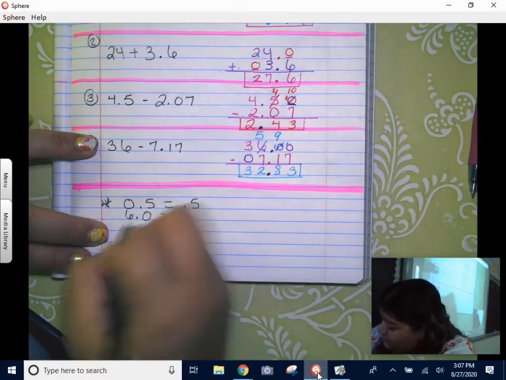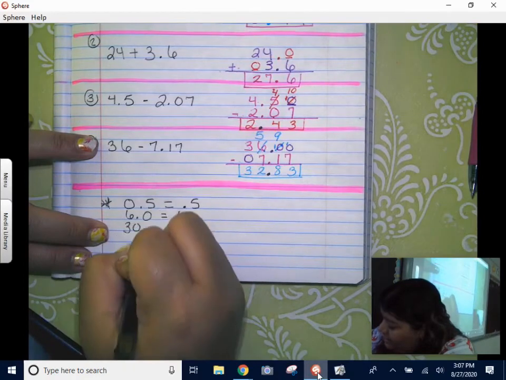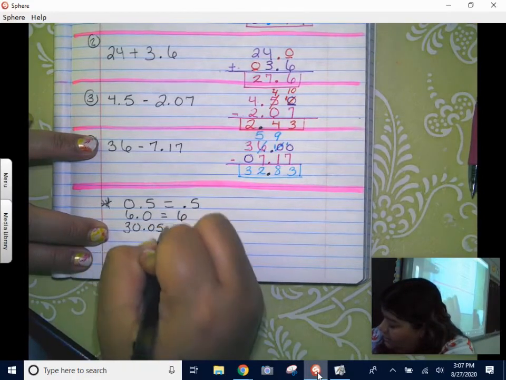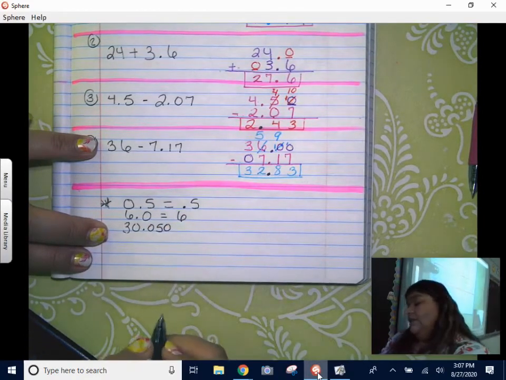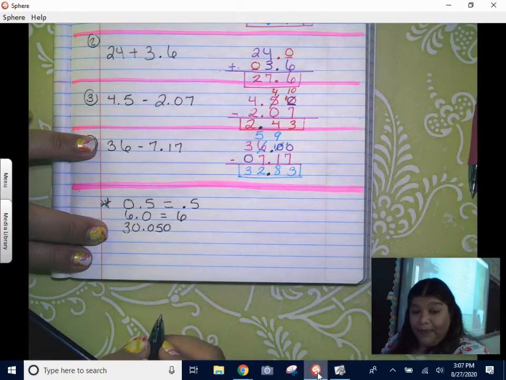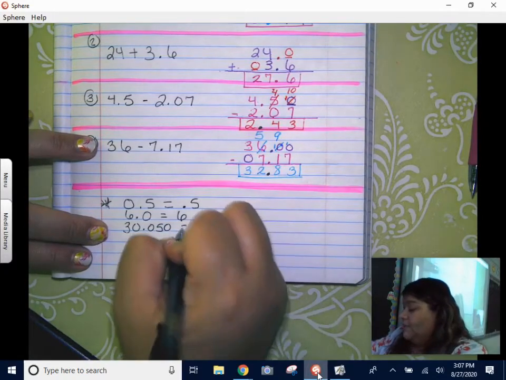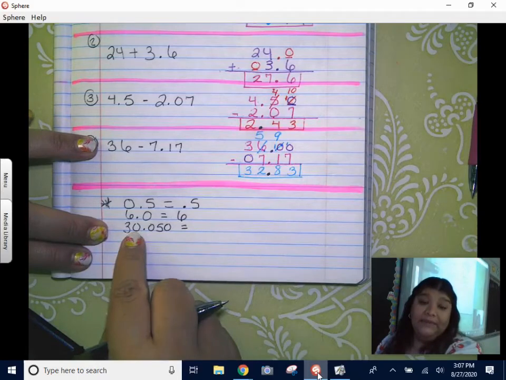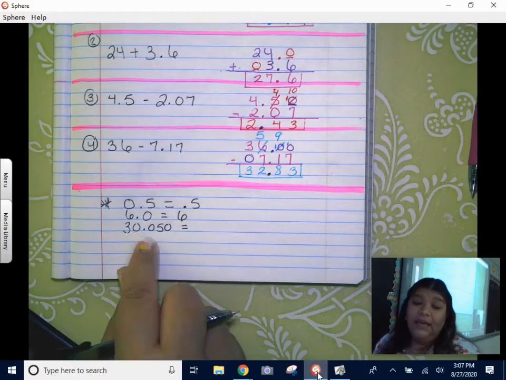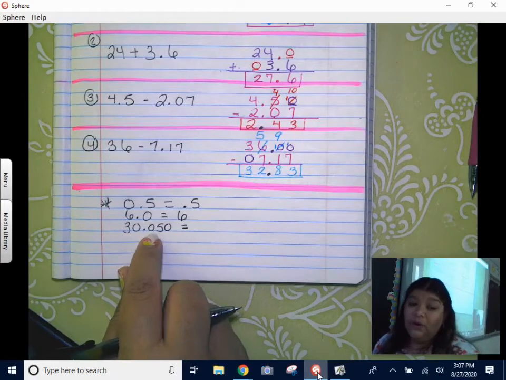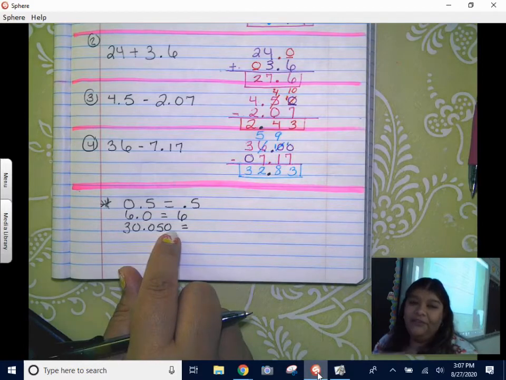And the last biggest one, if I have 30 and 50 thousandths, like this, okay? I have a lot of zeros, but this 0, I need it, okay? Because it's part of my whole number. If it's part of a whole number, I need it. If it is before a number in the decimal, I still need that. But you see how this 0 is after the 5?